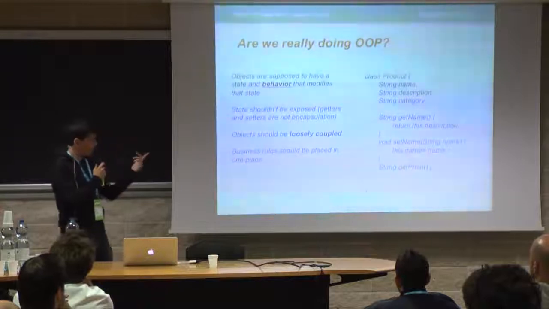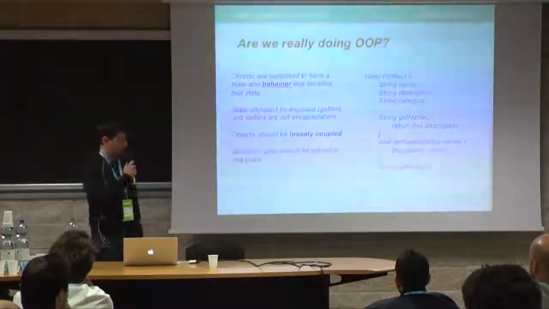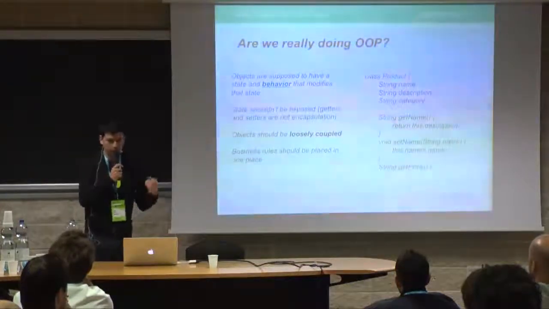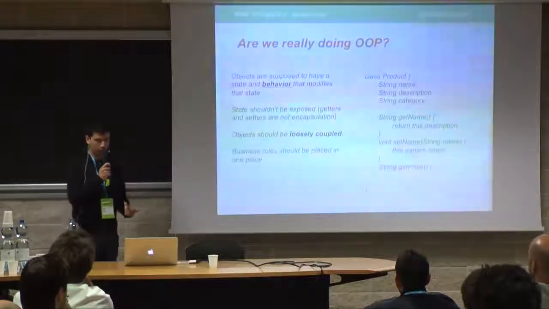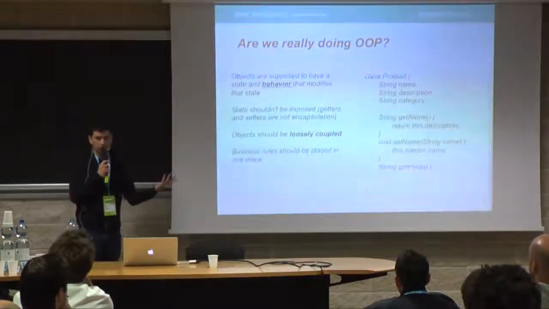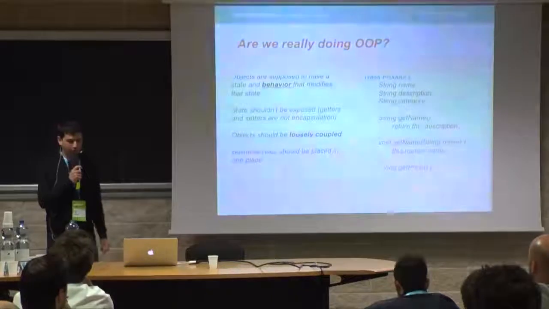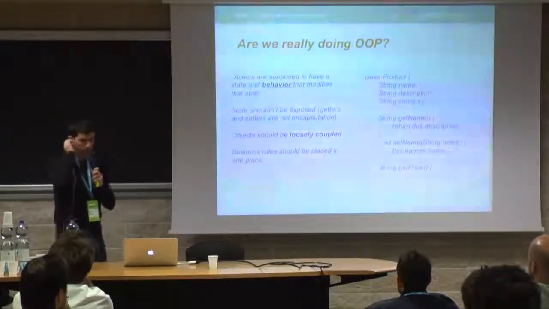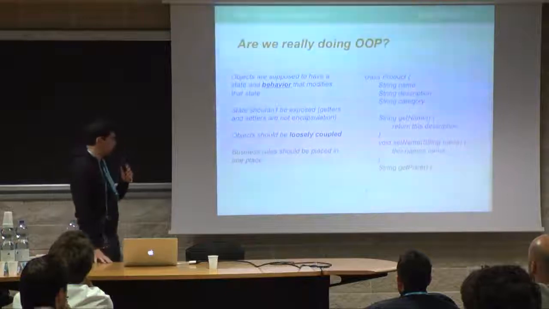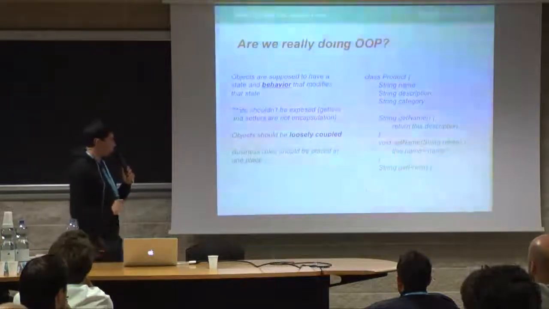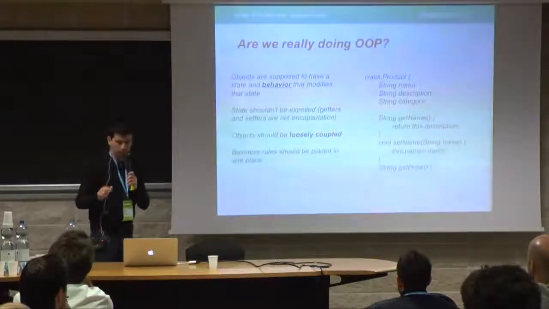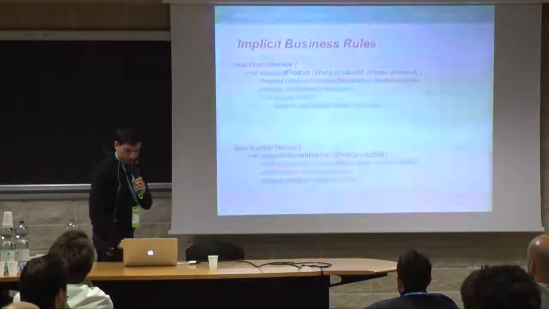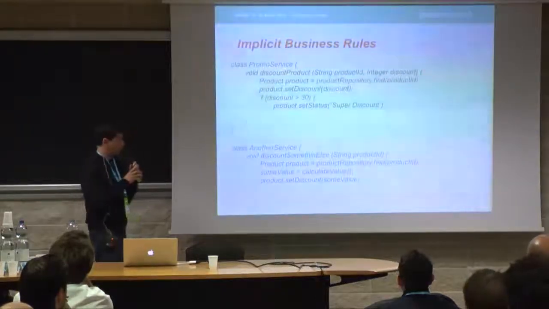So your objects are not loosely coupled. They're highly coupled, because if you change the state of your object, your getters are going to change, your setters are going to change, and all the parts of your system that use that object are going to have to be reprogrammed. And business rules are leaked all over the place, and they are implicit in some cases.